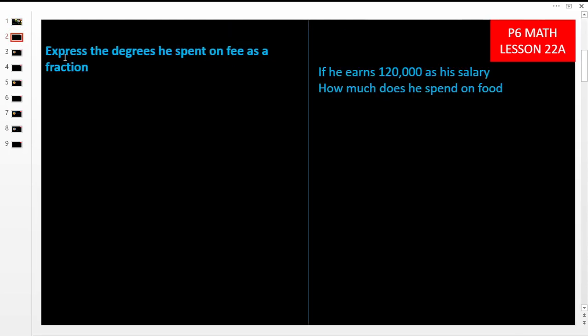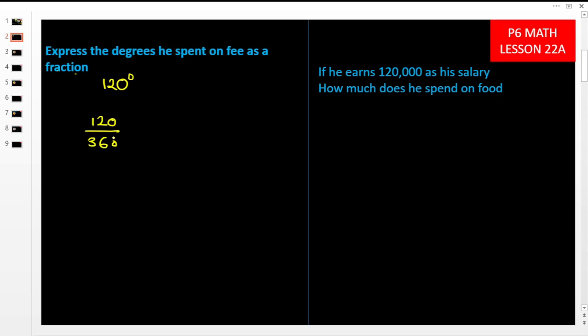Okay, so they are telling us to express the degree he spent on fees as a fraction. So they want us to write that degree. What was the degree? The degree was 120 degrees. So we have to write this one as a fraction. It's going to be 120 out of 360.